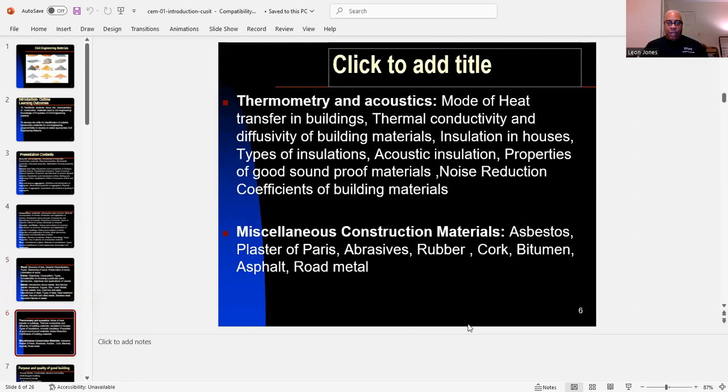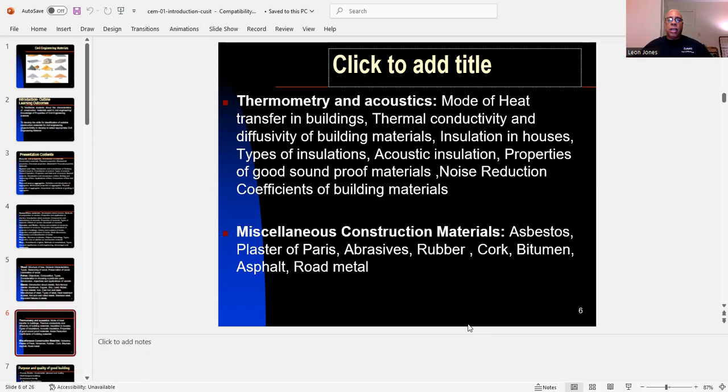All right, then we get into thermometry. Now, what do I mean by thermal? I'm talking about heat. What do I mean by acoustics? I mean sound. So when we deal with a thermometer, I call it thermometry. Well, we're talking about the mode of heat transfer in buildings, thermal conductivity, the fusing of building materials.